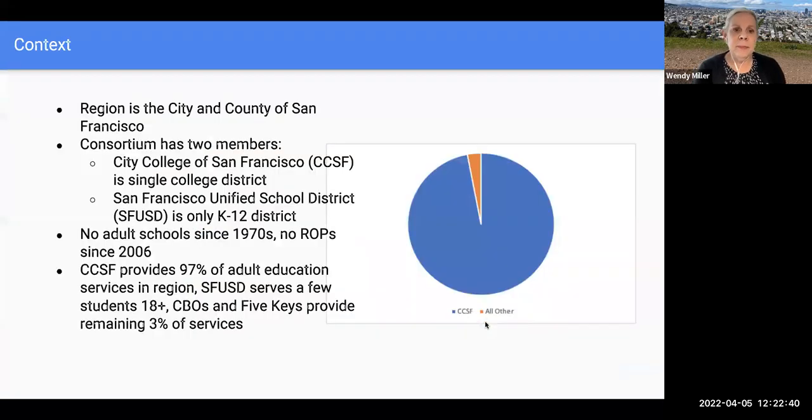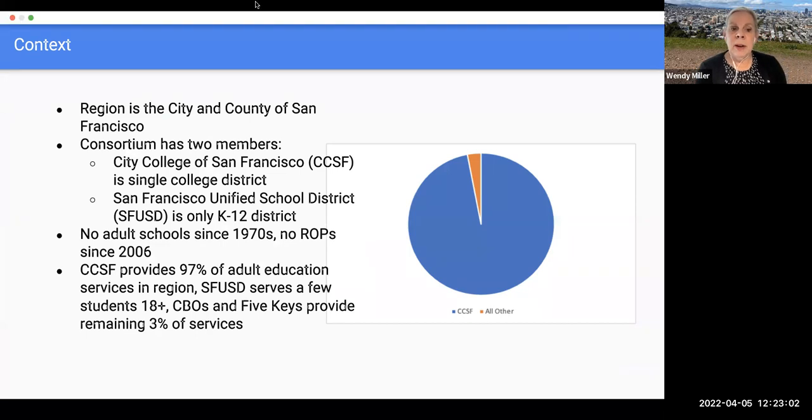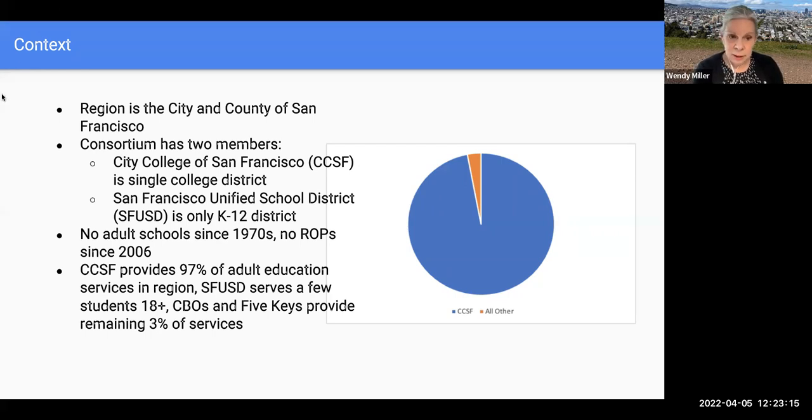Next slide, please. So a little context. I know every consortium is a special snowflake. We are as well. We are a city and county, 49 square miles. We have a single college district, City College of San Francisco, and a single unified K-12 district, San Francisco Unified. There have not been any adult schools in San Francisco since the 1970s, when the voters handed adult education over to the community college district. And there has not been an ROP in the city since 2006.